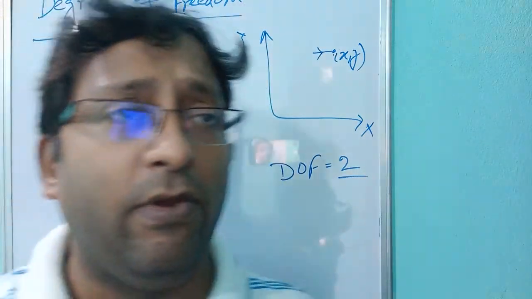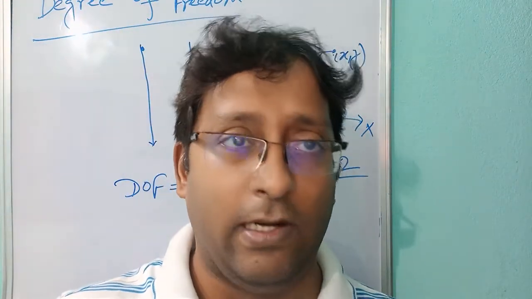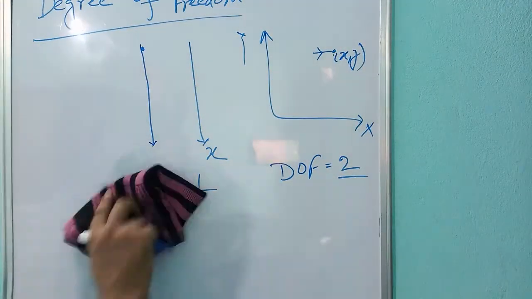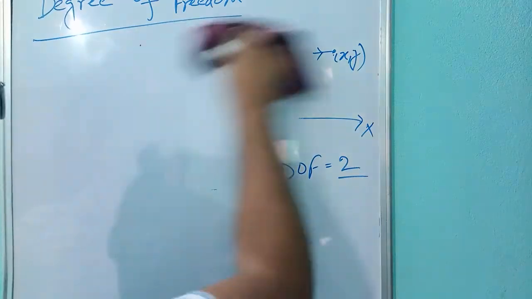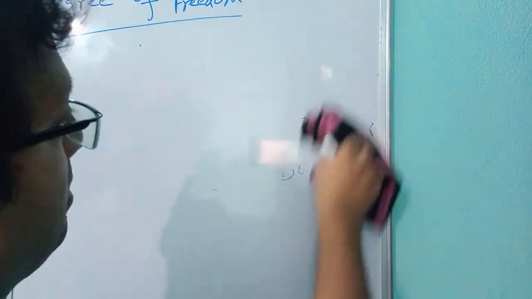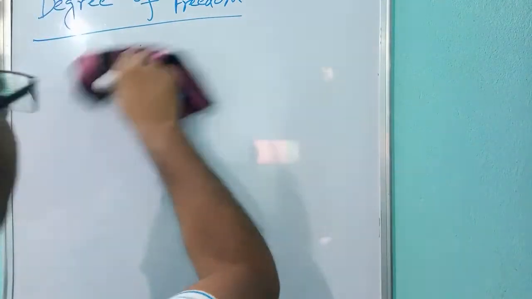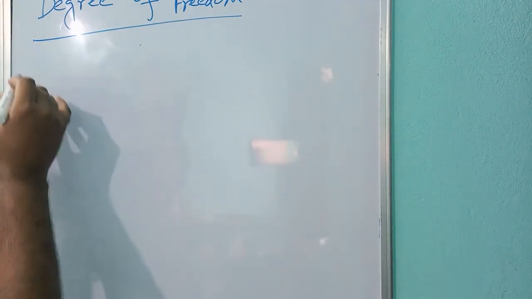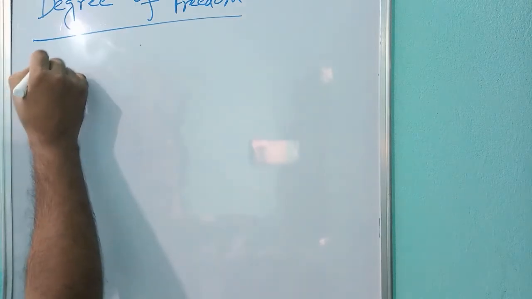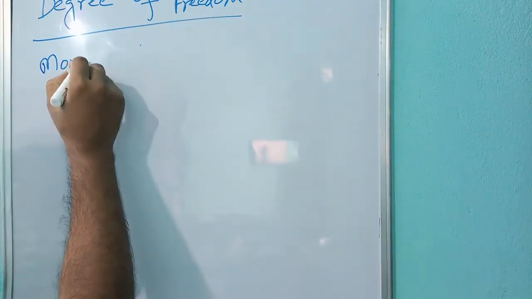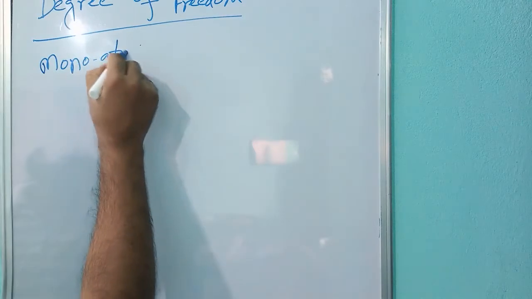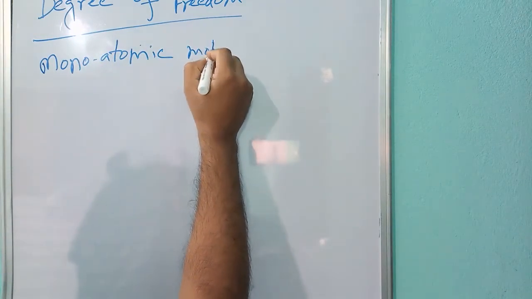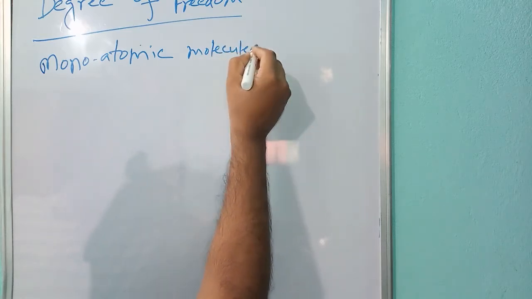This degree of freedom we can divide into three parts. This degree of freedom comes in three categories. So the first category is monoatomic molecules.